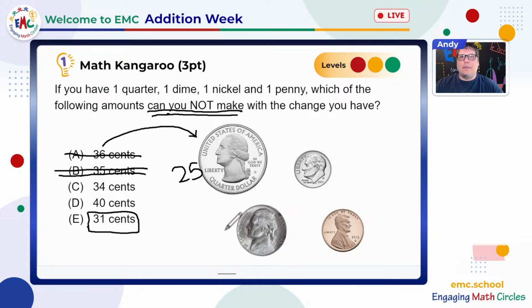The nickel and the penny, that's right. Okay, nickel and the penny. So we can make 31 cents. What do I need to make 40 cents?